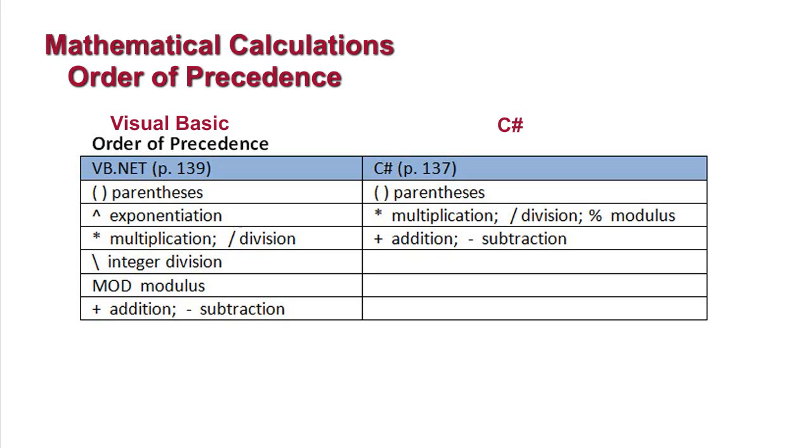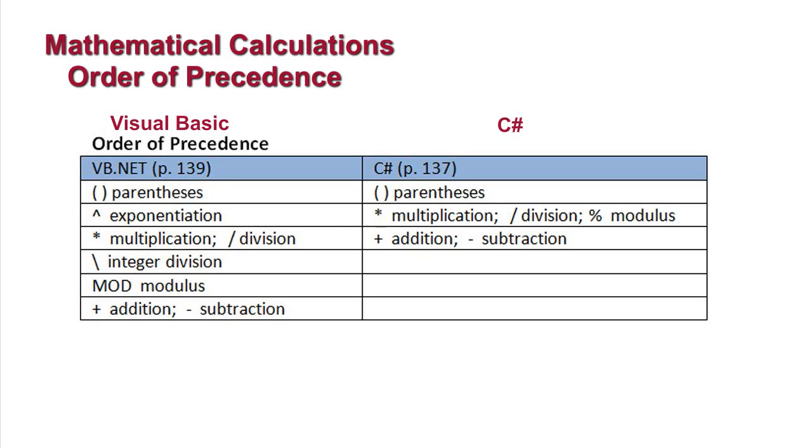On the C# side, since we don't have an exponentiation operator, it's going to be multiplication, division, and modulus operations that all take precedence, again going from left to right, and then any addition going from left to right, and parentheses, of course, can override all of that.